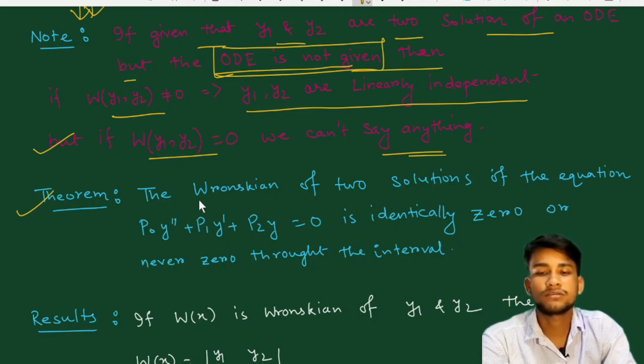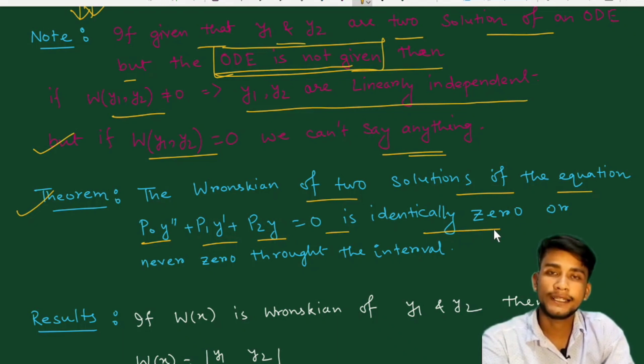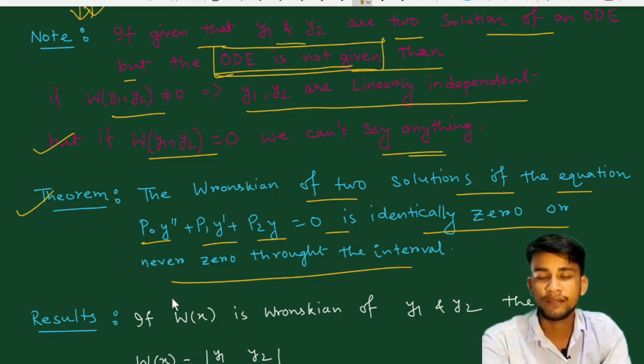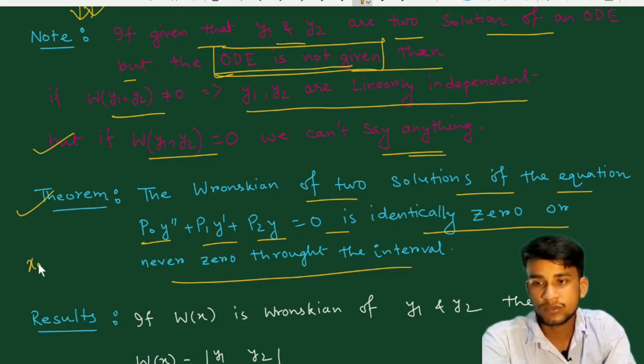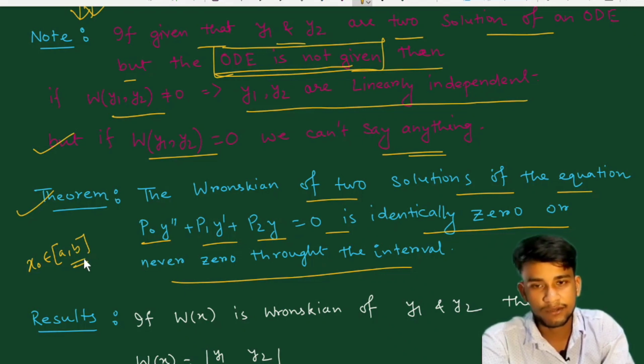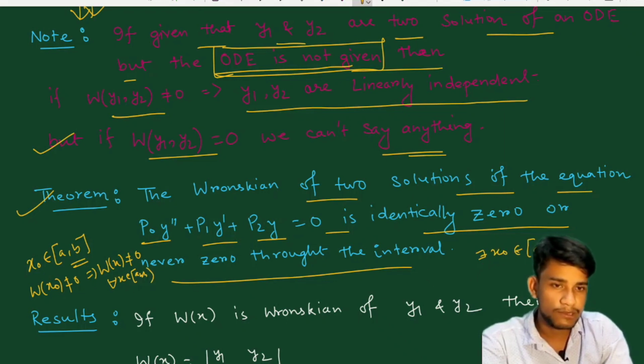Now let us come to a theorem. The Wronskian of two solutions of the equation P0 y double dash plus P1 y dash plus P2 y equals 0 is either identically 0 or never 0 throughout the interval. This is a very important theorem. That means if the Wronskian at any point of an interval is 0, then it is 0 throughout the interval. Suppose there exists a point x0 in the closed interval [a, b]. If the Wronskian at x0 is non-zero, this implies the Wronskian of x is non-zero for all x in [a, b]. And if there exists a point x0 in [a, b] such that the Wronskian at x0 equals 0, then the Wronskian of x is equal to 0 for all x in [a, b].